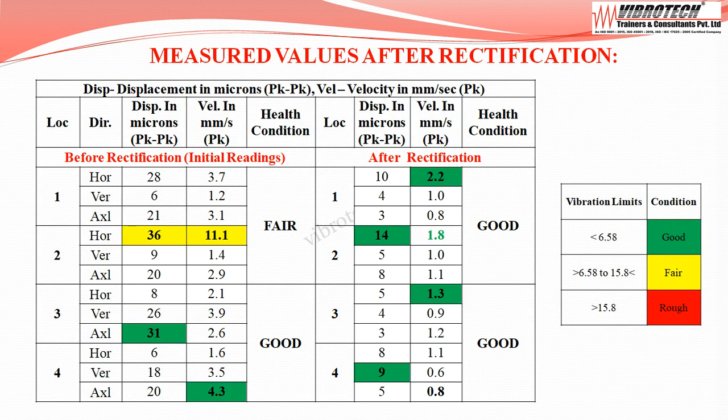The vibration values are maximum at motor non-drive end horizontal, velocity up to 2.2 mm per second peak and displacement of 14 microns peak to peak. And at pump drive end horizontal, velocity up to 1.3 mm per second peak and displacement of 9 microns peak to peak. And the equipment improved to good category.